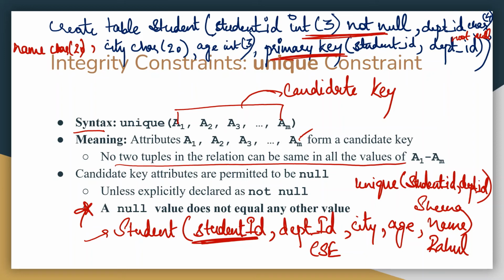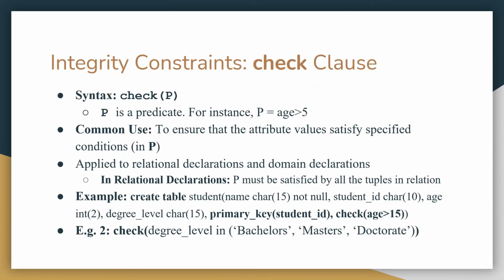Okay, let's move to the next one. We have the check clause now. So, first of all, I already said briefly that P is a predicate. Predicate implies that it is a condition. So, very basic form of it is that I can just simply say age is more than 5. That is a very generic form of a condition. Now, this we need to imagine in context of a relation. So, let's take the same example that we discussed in the previous case.